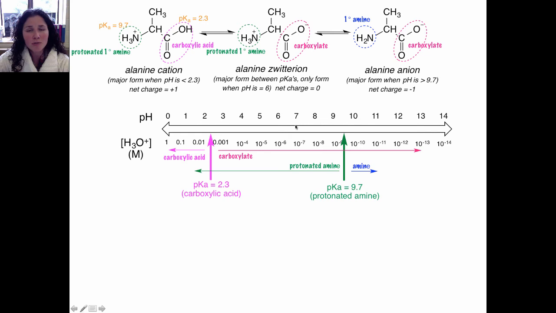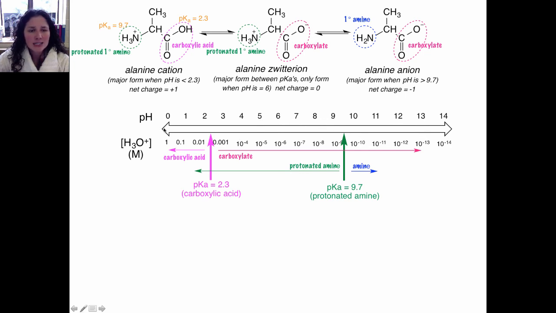This is the form of an amino acid that is present at neutral pH. Remember, neutral pH is pH 7. The dominant form of every amino acid is its Zwitterion, where it has a carboxylate functional group and a protonated amine. Some amino acids have an additional functional group on its side chain. We'll save that part of the discussion for next time. Now, neutral pH is pH 7. And in this zone here, I have the Zwitterion as the major species in solution.